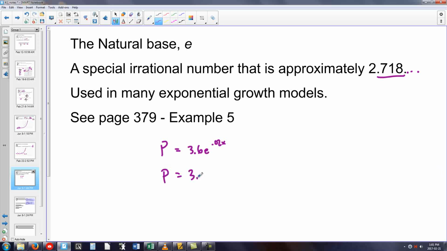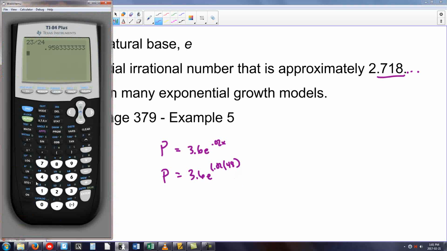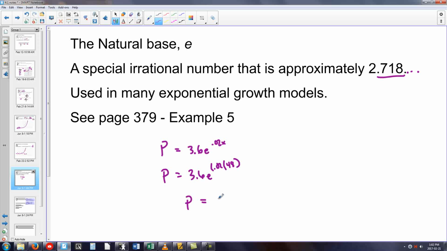And if we used today, 2017, then we would have 0.02 times 48 years since 1969. If we put that in our calculator, let's grab a calculator so everybody can see what we're looking at. We would start with 3.6, and then second, my e with an exponent is here. There's also an e here. Either one of those will work, but I'm going to do this one. e to the 0.02 times 48 equals 9.4. So the population this year was predicted to be 9.4 billion.